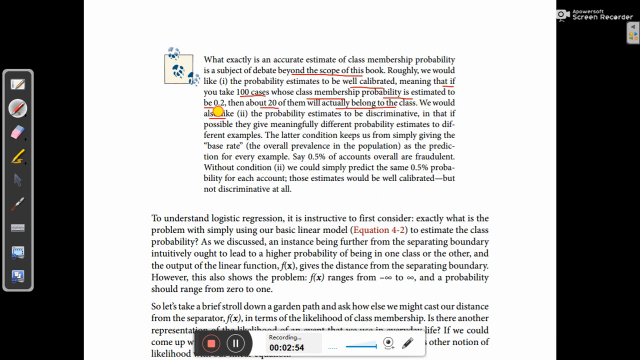We'd also like the probability estimates to be discriminative, in that if possible they give meaningfully different probability estimates to different examples. The latter condition keeps us from simply giving the base rate as the prediction for every example. Say 0.5% of accounts overall are fraudulent, without conditions.